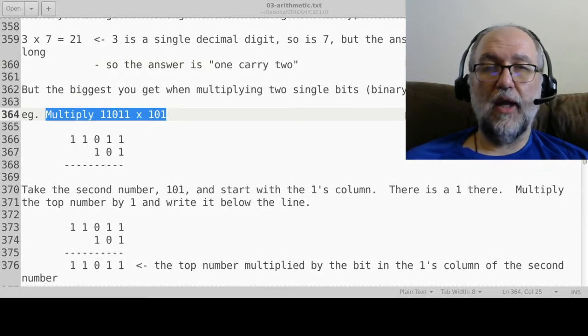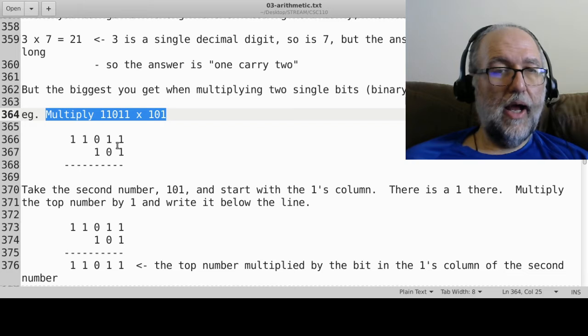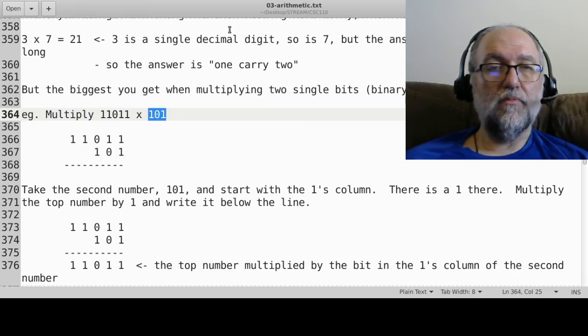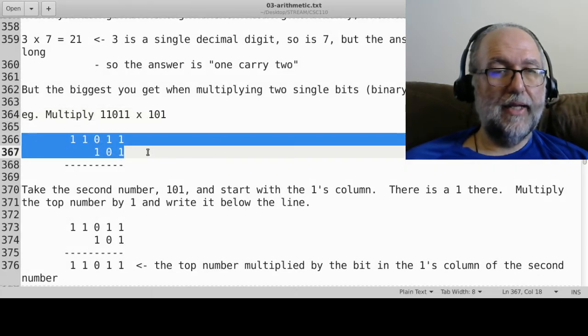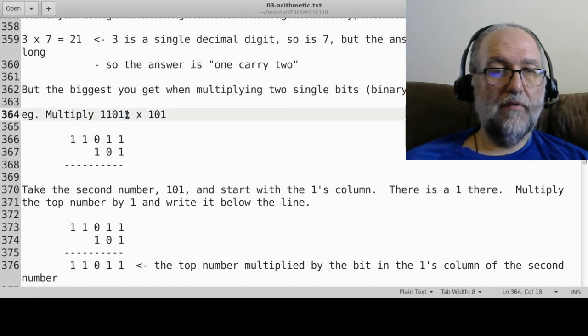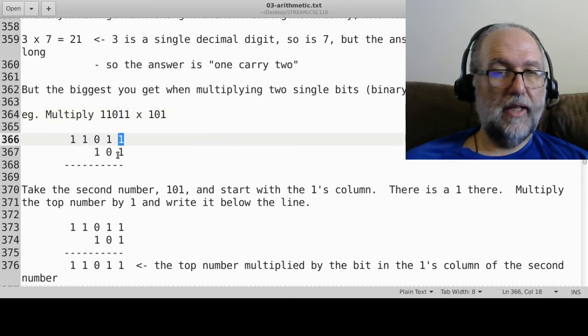Let's do some multiplication, and you'll see how this works. Let's multiply 11011 by 101. What you do is you start off by aligning the numbers. There they are. This 1 from the first number is aligned with that 1 from the second number. This one is aligned with that 0 in the 2's column, and then this 0 is aligned with that 1 in the 4's column. You see that alignment here. All right, good. Then what?